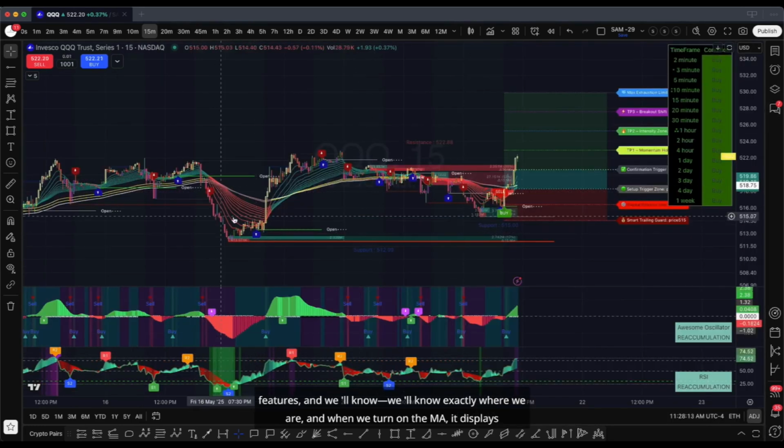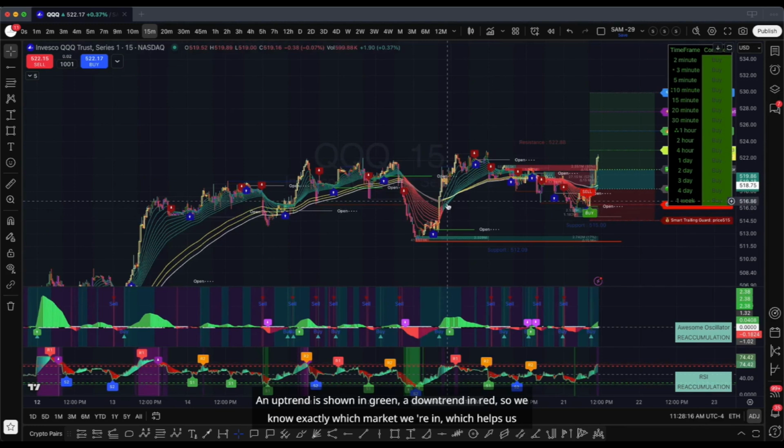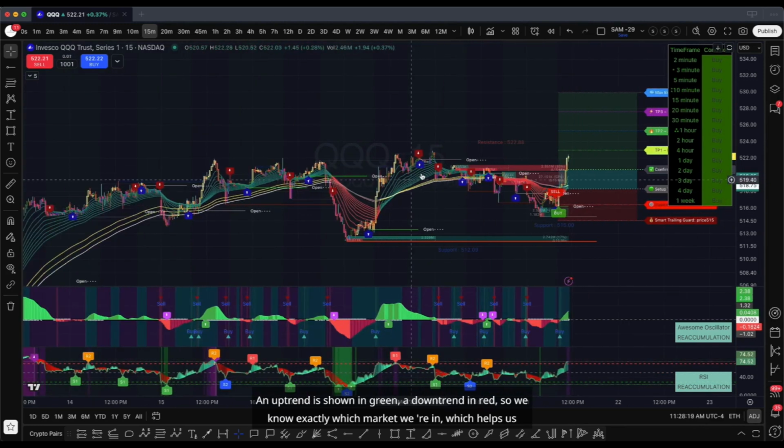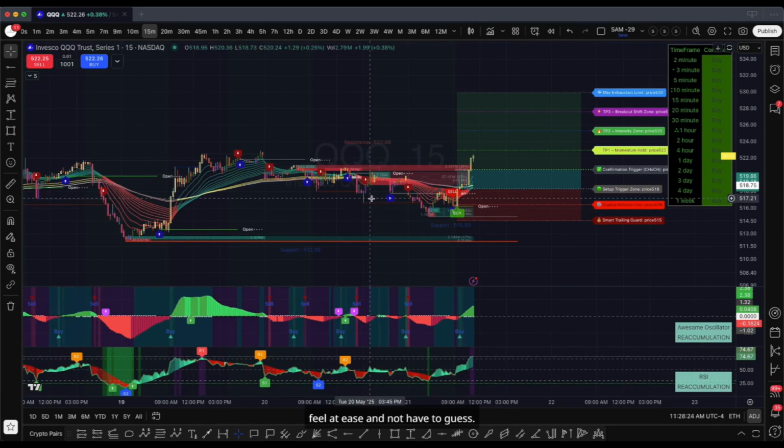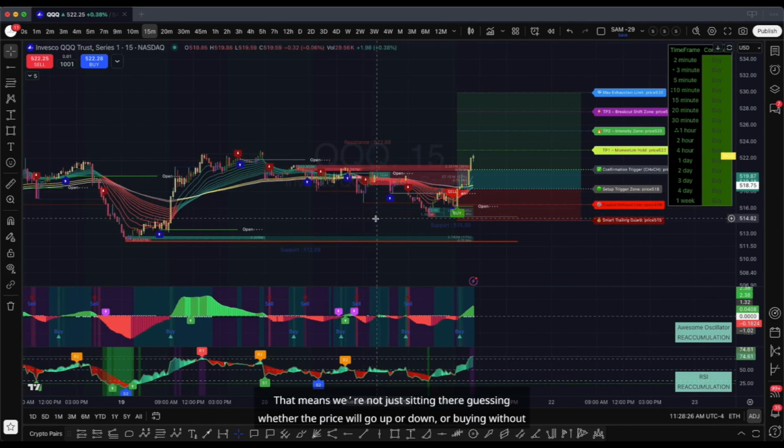And when we turn on the MA, it displays everything clearly. An uptrend is shown in green, a downtrend in red, so we know exactly which market we're in, which helps us feel at ease and not have to guess. That means we're not just sitting there guessing whether the price will go up or down, or buying without being sure. But when we have this indicator, the direction, the trend of the market becomes much clearer.